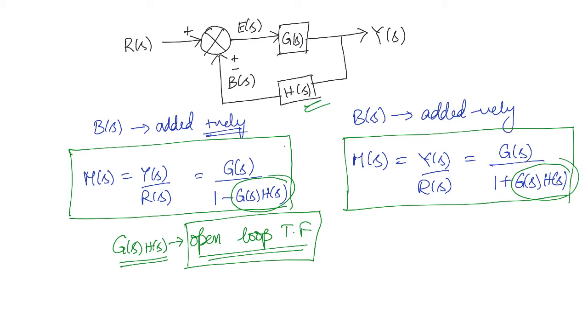One more important thing here is, usually if the sign of B of S is not mentioned, that is whether it is added positively or negatively, then it usually means negative feedback. Okay, B of S is usually added negatively. So whenever nothing is mentioned, you just have to take the negative sign, and the transfer function you have to take as G of S by 1 plus G of S H of S. Now we will discuss some block diagram reduction techniques.